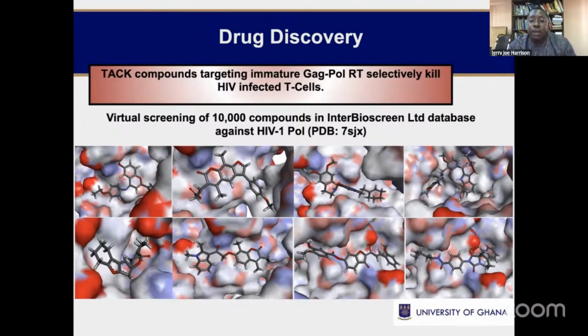After all, we were convinced that we would find new interfaces in there where we could design new molecules to target. And so some of the things that we've done recently was to use our virtual screening on some of the new interfaces that we have seen in the HIV-1 Pol structure. We've screened 10,000 compounds so far, and these are some of the hits that we believe could potentially work.